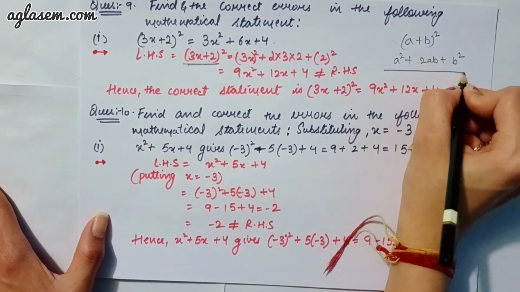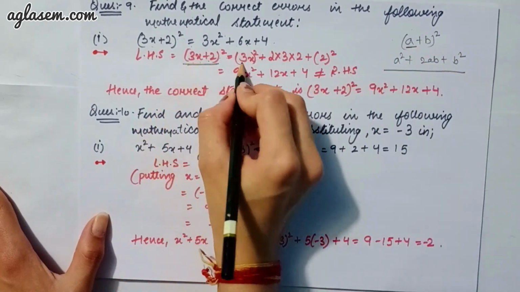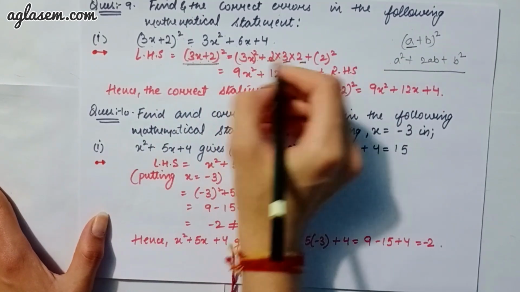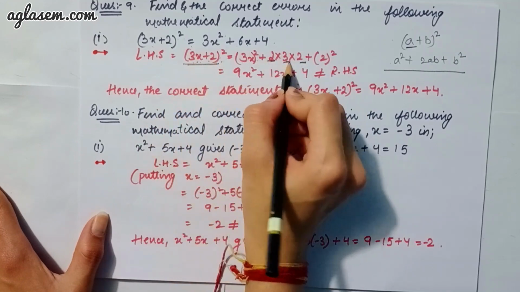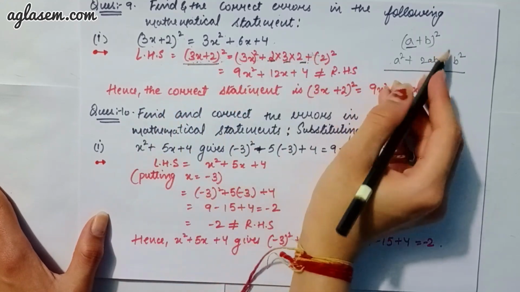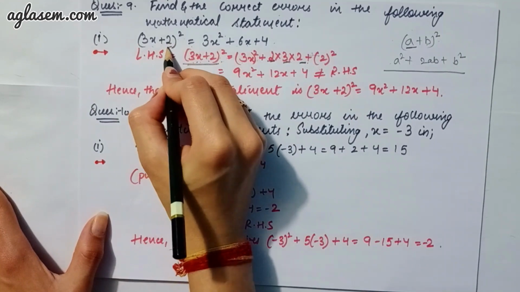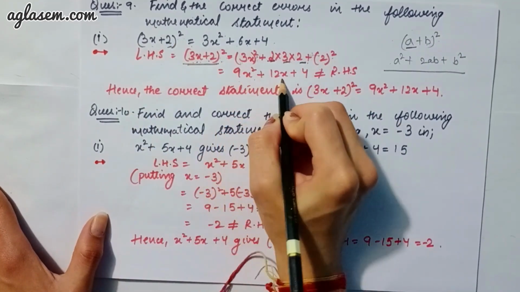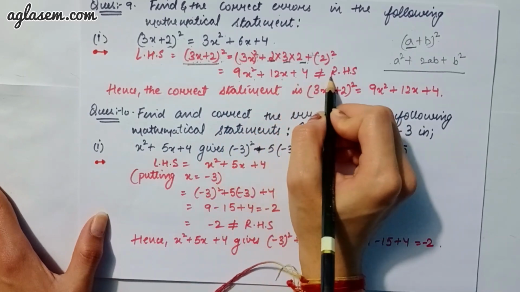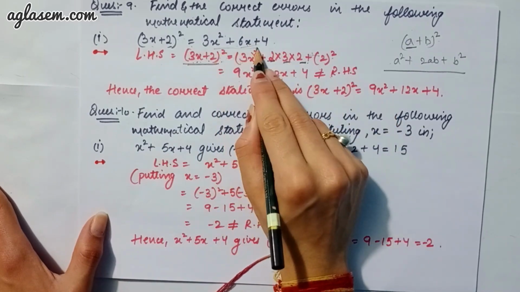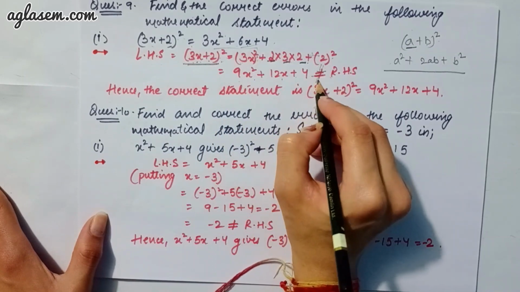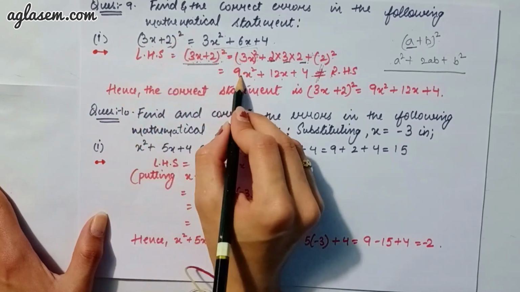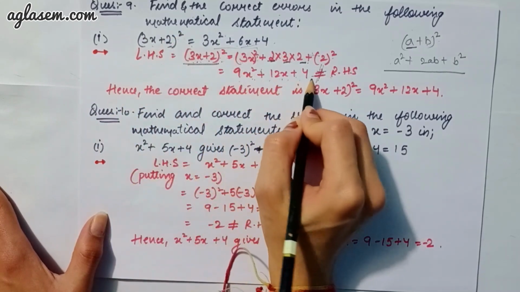Applying this formula, a is 3x and b is 2, so we get (3x)² + 2 into a into b, that is 2 into 3x into 2, plus b², that is 2 into 2. So 3 3s are 9x² + 12x + 4, which should equal RHS. Is it so? No, it is not equal to RHS. The correct statement is (3x + 2)² = 9x² + 12x + 4.